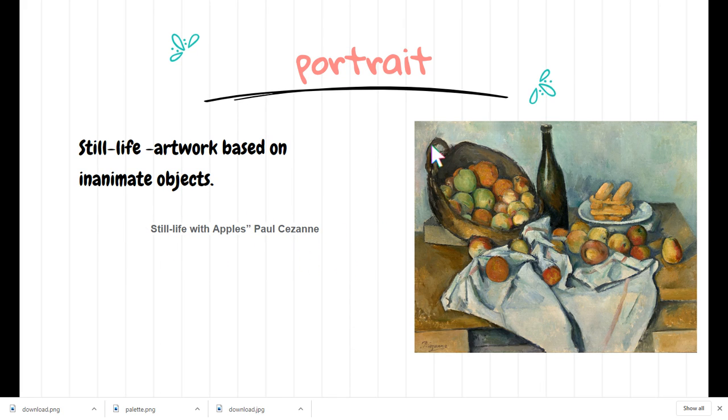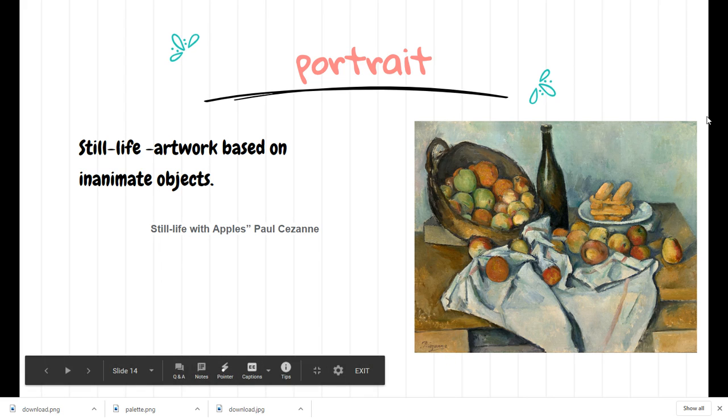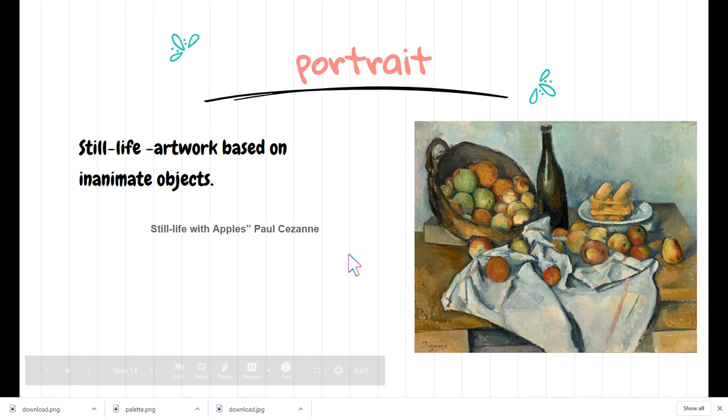Now, moving into still lifes, a still life is an artwork that is based on inanimate objects. So, in this still life over here, we have Cezanne had painted apples and oranges. There's also some bread, and then a drink in the bottle.